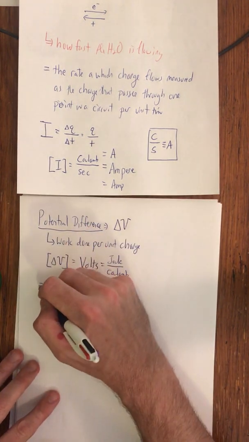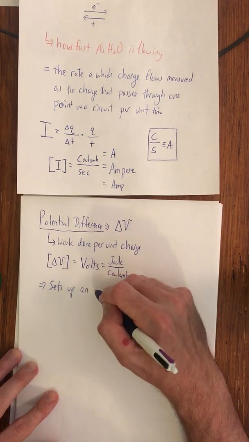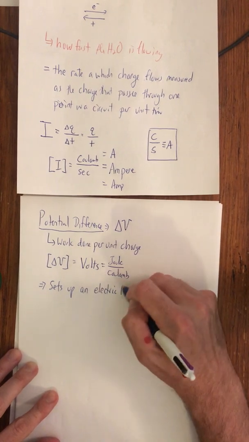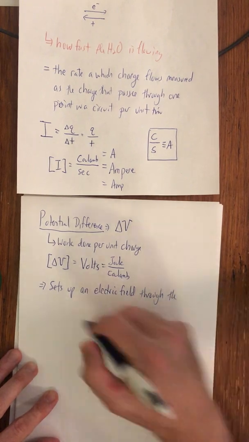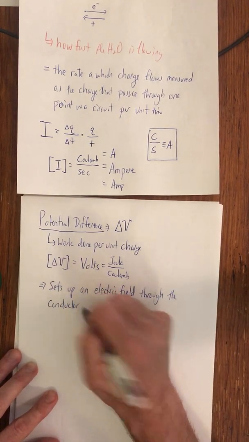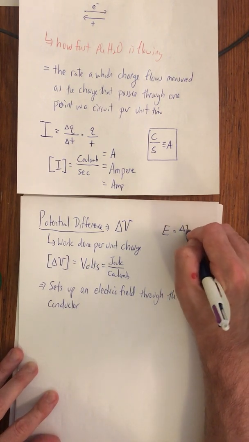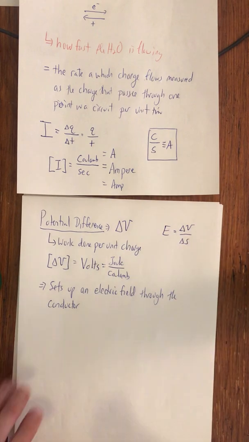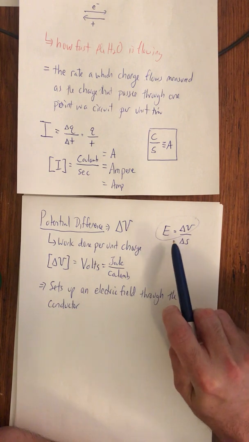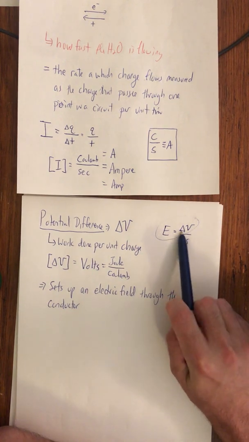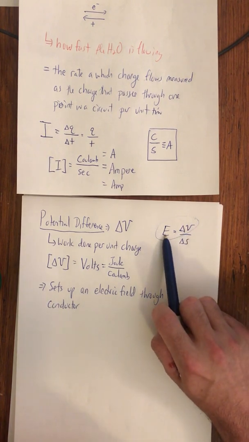So what happens here is the potential difference sets up an electric field through the conductor. And we know by our equation that the electric field is the same thing as the potential gradient, that the bigger the potential difference, the bigger the difference in charge concentration, the stronger the electric field.